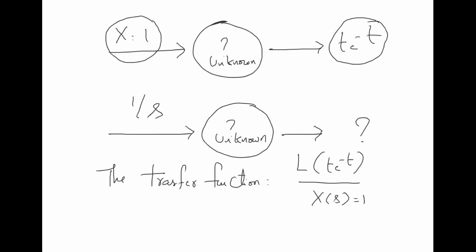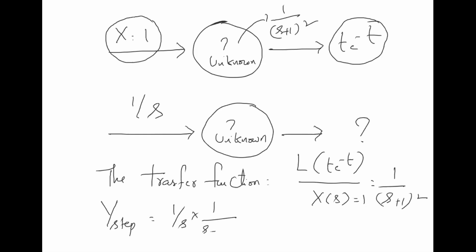So what is the transfer function? 1 by s plus 1 whole square. Then what is the response? The response to step input is nothing but 1 by s into 1 by s plus 1 whole square. So the response is equal to 1 by s into s plus 1 whole square.